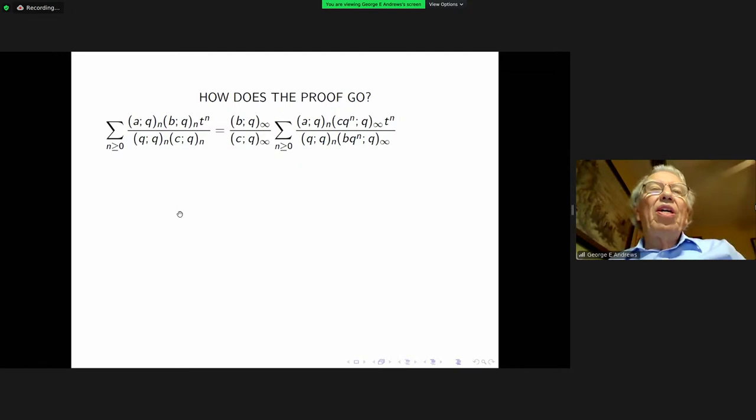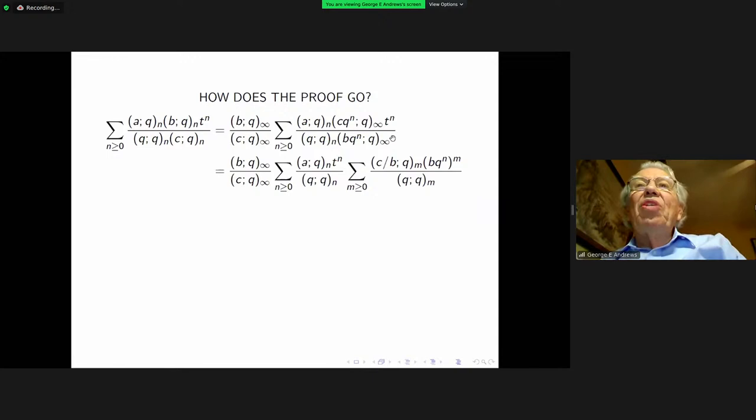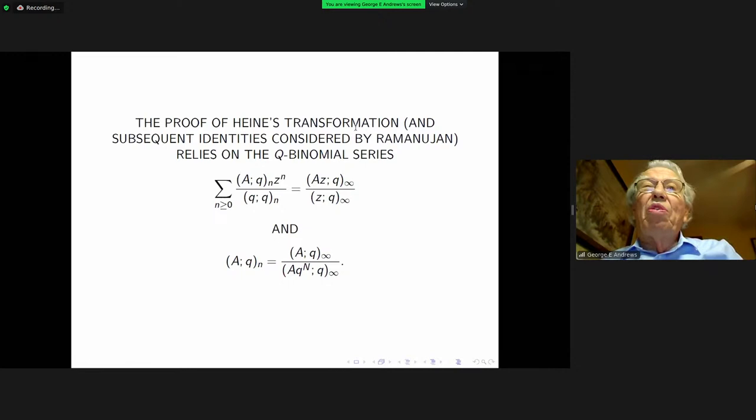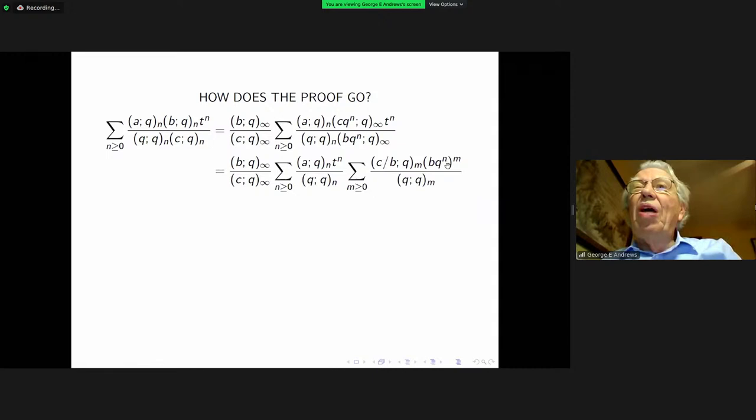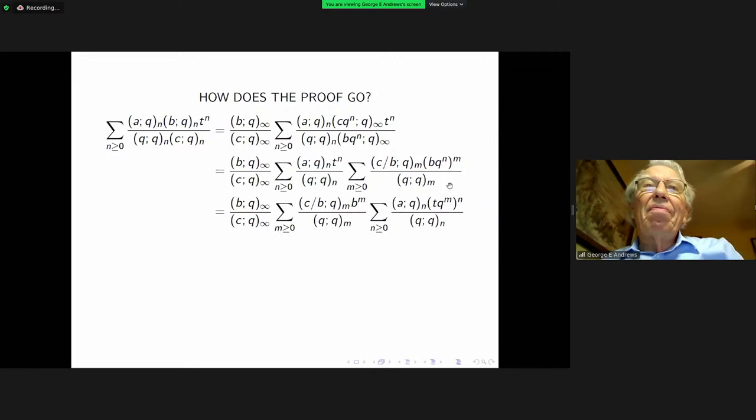So here, as you see, is the left-hand side. And what have I done? I've taken the B product and the C product and rewritten them as the quotient of two infinite products. Of course, the part of the one infinite product that does not involve the index n can then be factored out. And so we're left with a series that looks like this. So this is the crucial idea. What you do now is to look at this infinite product right here and utilize the q-binomial series in order to expand it into an infinite series. And so this is precisely what is done in the next line. And then you interchange the order of summation.